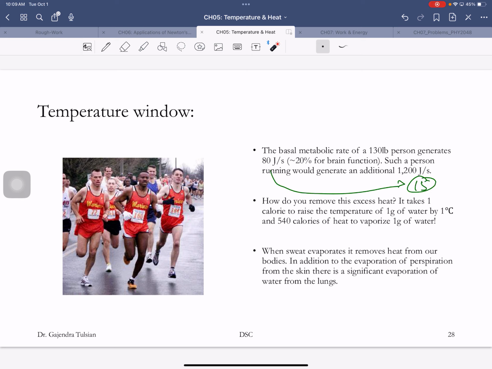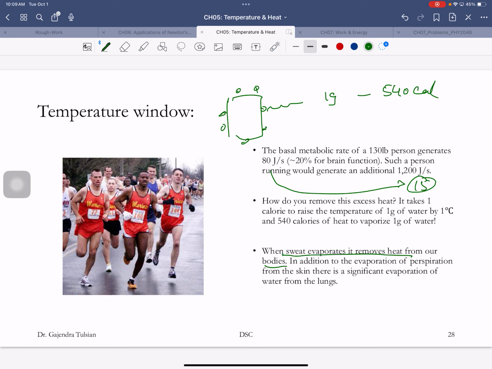What you do is you sweat, and every time 1 gram of sweat evaporates, it takes away 540 calories of heat. Okay? So that's your cooling mechanism. And that's a large amount of heat that's taken away. Okay? So when sweat evaporates, it removes heat from our bodies.